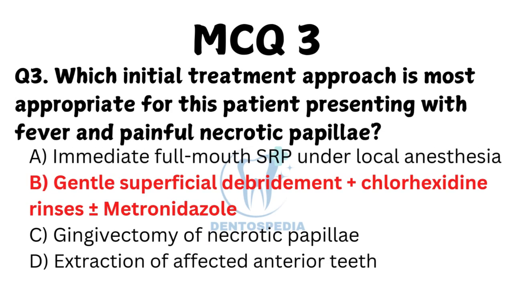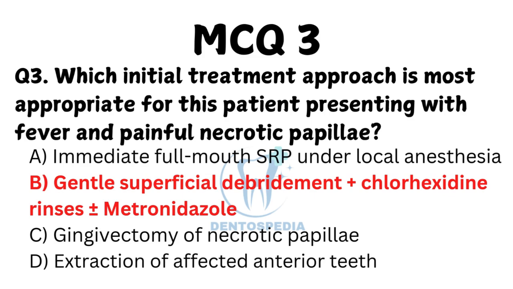The correct answer is B, gentle superficial debridement with chlorhexidine rinses plus or minus systemic metronidazole. Why? In acute necrotizing ulcerative gingivitis, the tissues are extremely painful and fragile. The correct approach is to gently debride only superficial deposits to reduce bacterial load, prescribe antimicrobial rinses, and if there are systemic signs like fever and lymphadenopathy, add metronidazole. Definitive scaling and surgical procedures are postponed until the acute phase resolves.